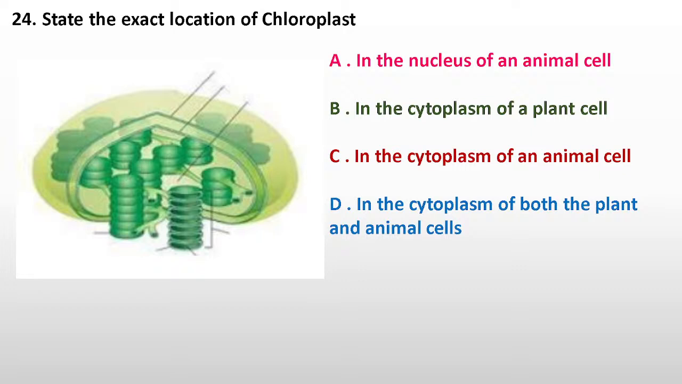Yes, Mohammed Talha, hi, how are you? So what should be the exact location of chloroplast? And the correct answer for this question is B. Okay. So cytoplasm of a plant cell. Chloroplasts are present only in the plant cell.